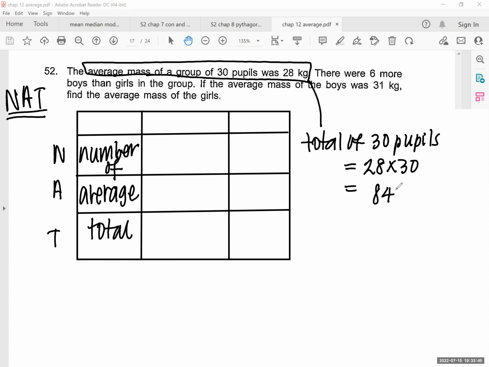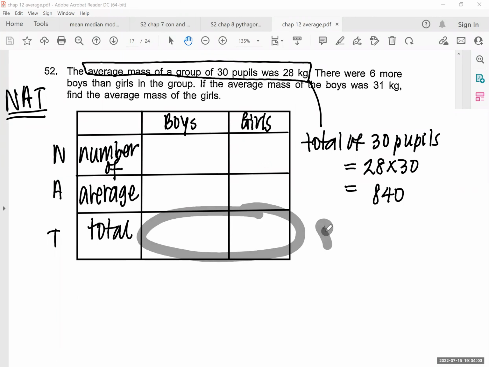Now, what does this mean? This means, right, 30 pupils. Can you see that the 30 pupils is made up of boys and girls? So I'll put boys here. I'll put girls here. Understand? So can you see 30 pupils? That means that boys and girls in total will give me 840. Means these two add up will give me 840.